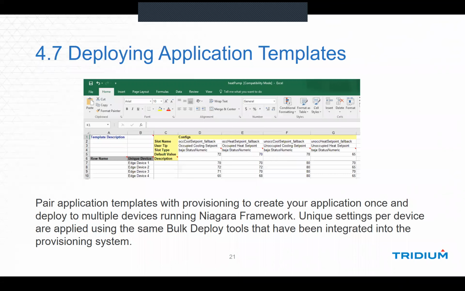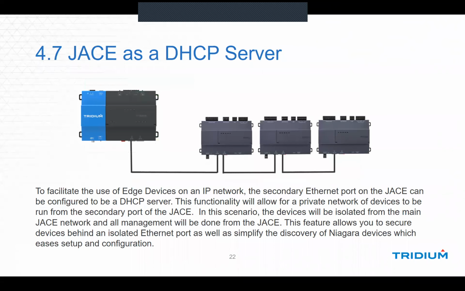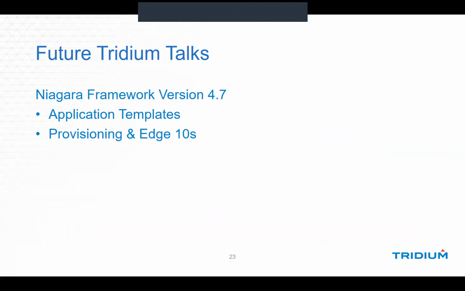So I think that's about it for me. Oh, one more, of course. The last feature in 4.7: we've also made the secondary port on the JACE a DHCP server. So now you can hang Edge type devices off of the secondary port, which will allow you to create a secure, closed network off of that JACE, as well as help you simplify the discovery of those Niagara devices, which is going to ease setup and configuration. I know I've gone over these quickly, but we'll set up some future Tridium talks to go over them in a little bit more detail as 4.7 starts to roll out.